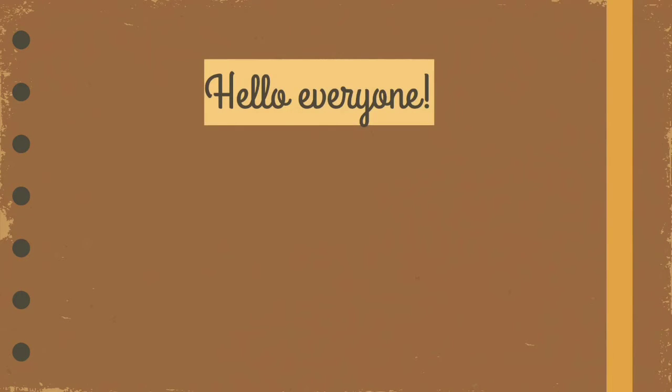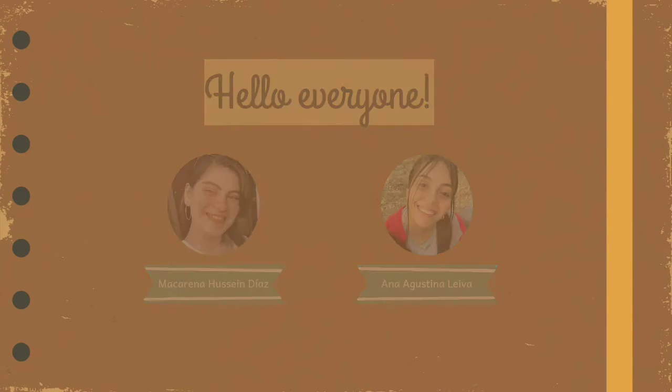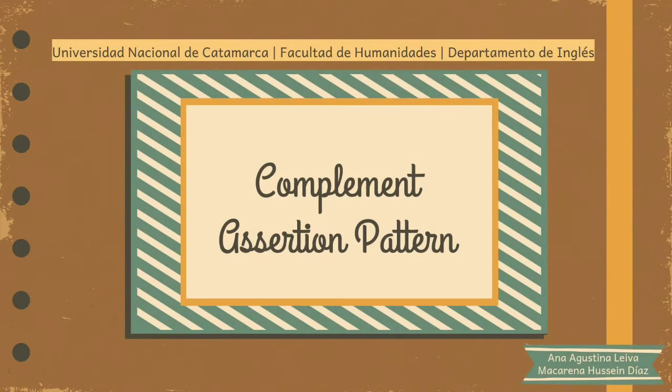Hello everyone, we are Macarena and Agustina, and in this video we're going to make a comparison and contrast of one of the basic sentence patterns in both English and Spanish, the complement assertion pattern. In contrast to what we have developed in a previous analysis of basic sentence patterns, we are now taking other matters into consideration. We are going to describe this pattern from the perspective of contrastive analysis, a branch of linguistics that is concerned with the comparison and contrast between two language systems, in this case, English and Spanish.